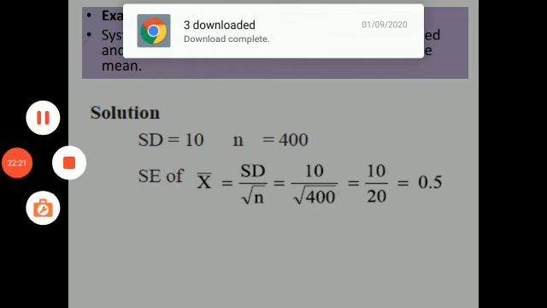So with this we have finished the standard deviation, variance and standard error. Okay, thank you.